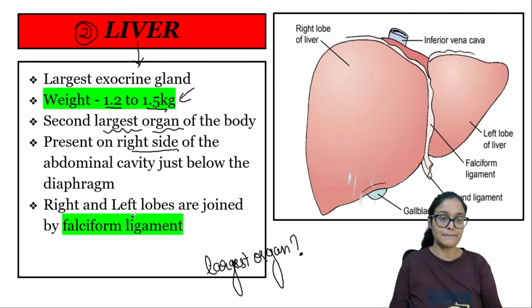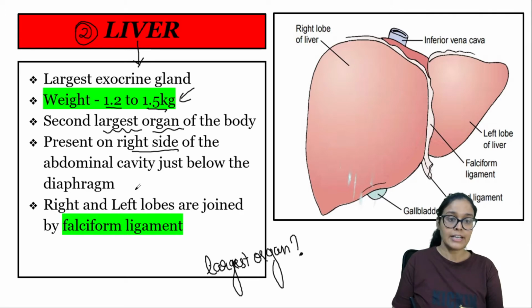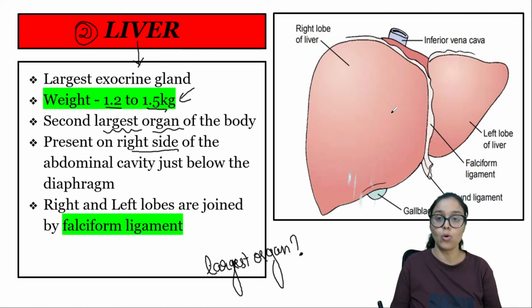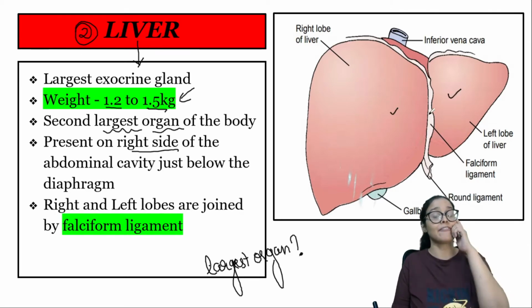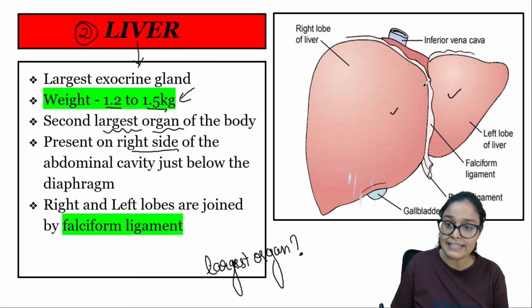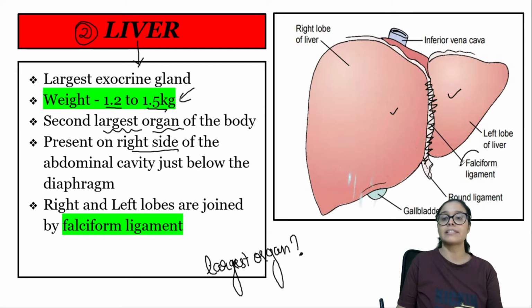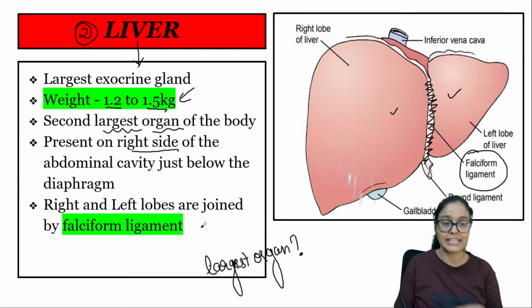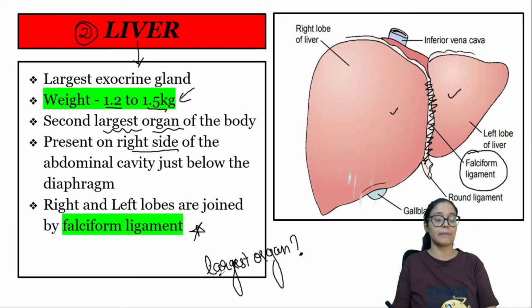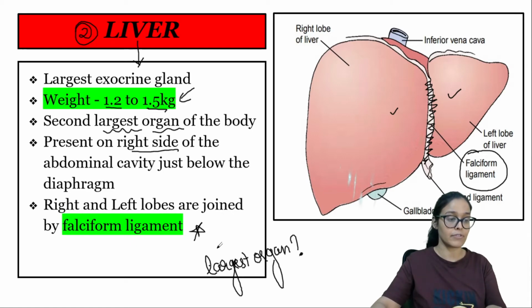And obviously it has two lobes, which you can see here, the right lobe and the left lobe. And this left and right lobe are connected by the falciform ligament. This is the falciform ligament. These are joined by the falciform ligament, which you have to remember, right?